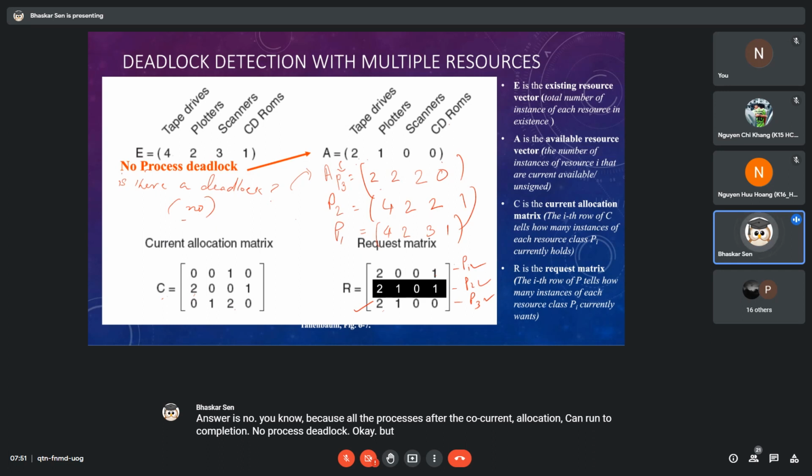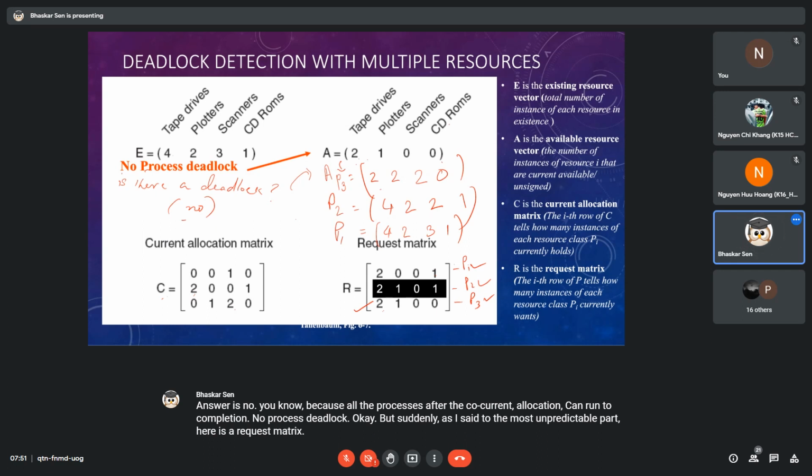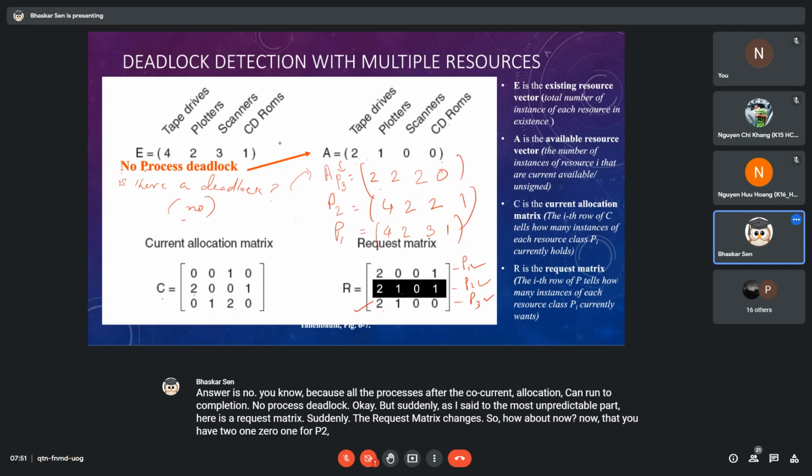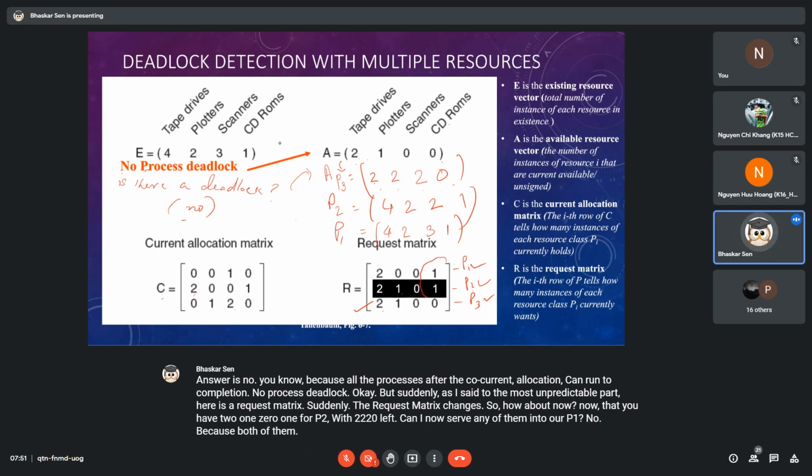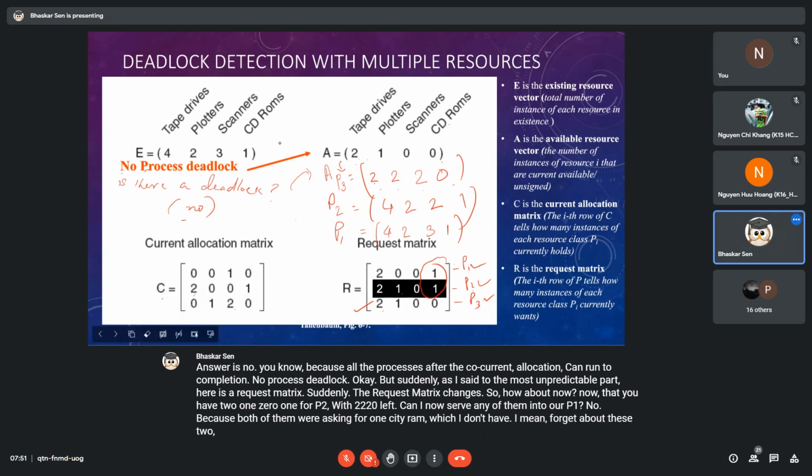But as I said, the most unpredictable part here is the request matrix. Suddenly, the request matrix changes. So how about now? Now that you have 2101 for P2, with 2220 left, can I now serve any of them, P2 or P1? No, because both of them are asking for one CD-ROM, which I don't have. I mean, forget about these two.